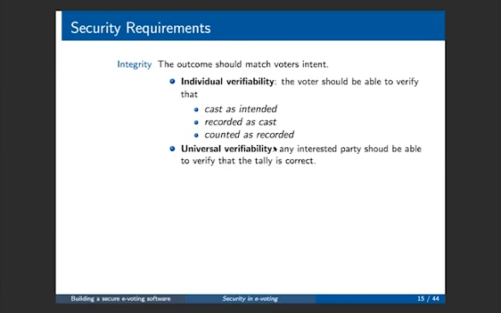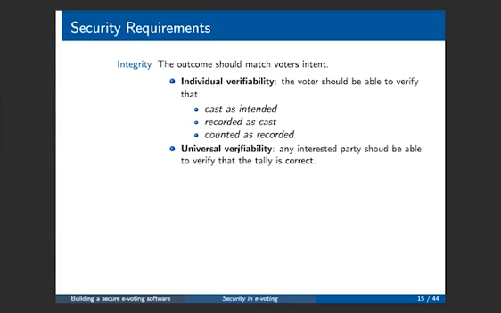So now from here, we can extract, let's say, a list of security requirements that any e-voting system is expected to have. In terms of integrity, we are expecting the outcome to match the voter's intent. And that can be divided into individual verifiability and universal verifiability. Individual verifiability is what any participant in the election should be able to prove or check: that the vote was cast as intended, that it was recorded as cast, and that it was counted as recorded.